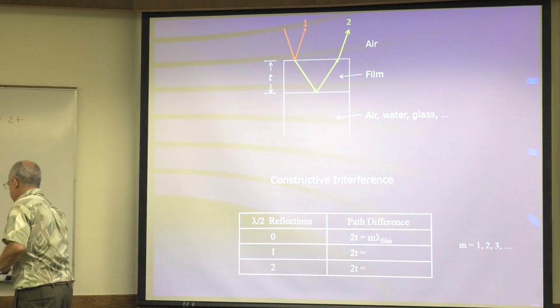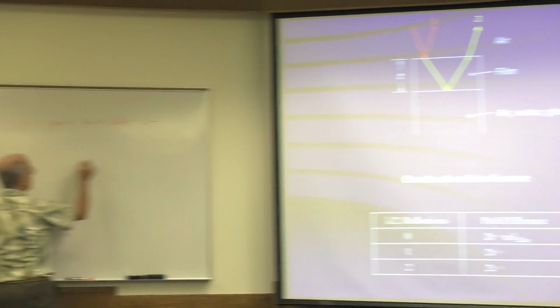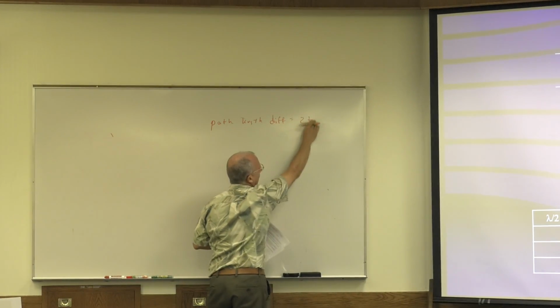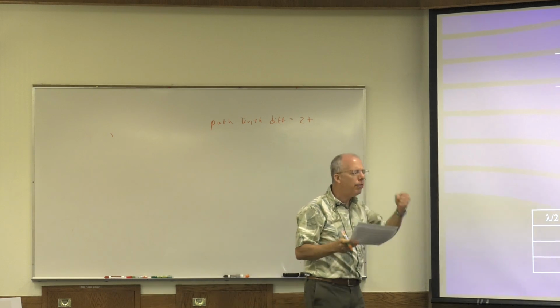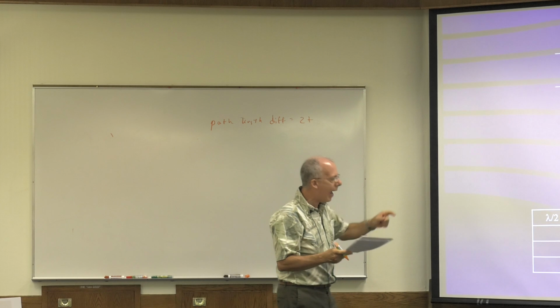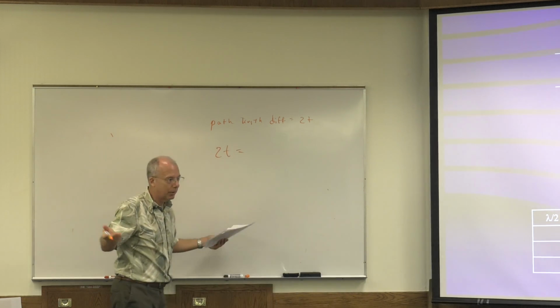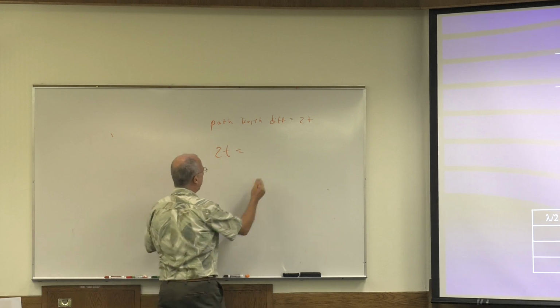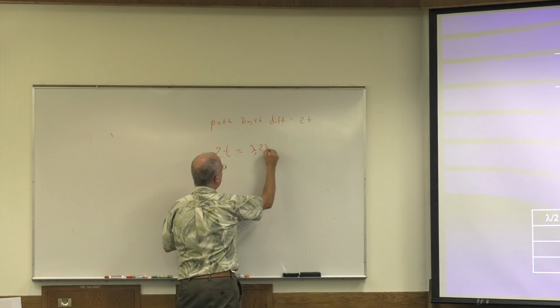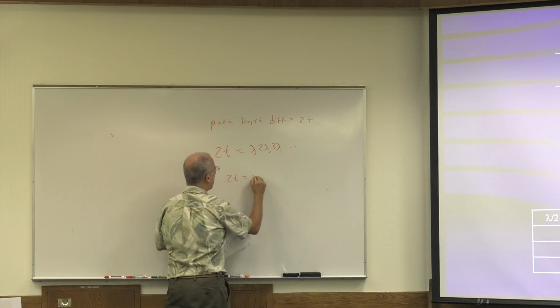All right, so there's no flips, right? And so no flips. There's a path difference of 2t. All right, now we want constructive interference. If we want constructive interference, the path difference, 2t, what did we learn a while ago? The path difference equals a lambda, 2 lambda, 3 lambda, and so on, right? So we say 2t equals m lambda.